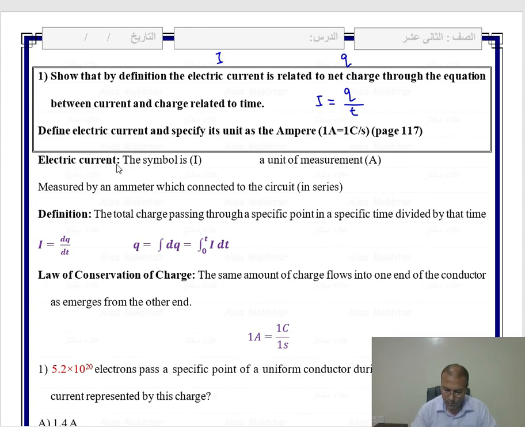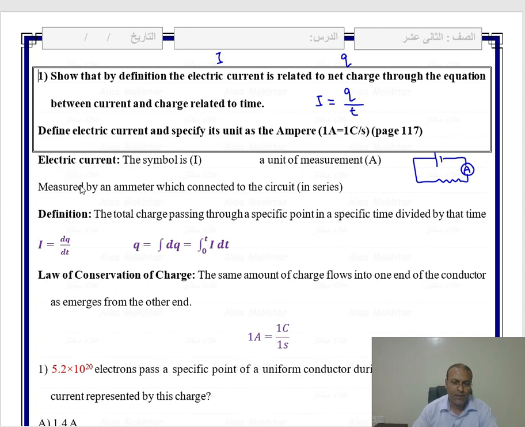First of all, the symbol for electric current is I. The unit of measurement is ampere. Electric current is measured by an ammeter. An ammeter is connected to the circuit in series. A simple circuit consists of a battery and a resistance, and we can put an ammeter anywhere in the same path. In this case, the ammeter is connected in what? In series, as you see: battery, resistance, and an ammeter to measure the current flowing through this circuit.